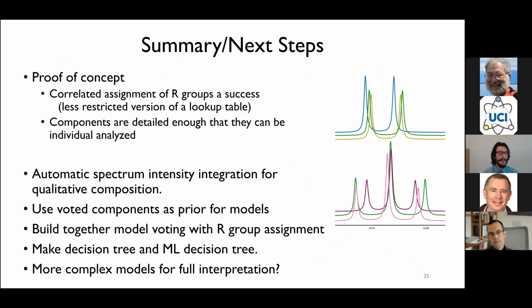Some quick summary and next steps before I move on. More or less, this gave the proof of concept that we needed. And it was quite exciting that that grant got funded. I'll probably be spending a lot of the next couple months working on that.